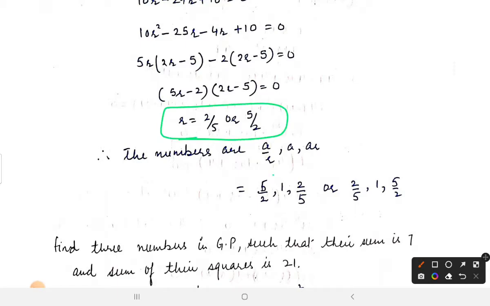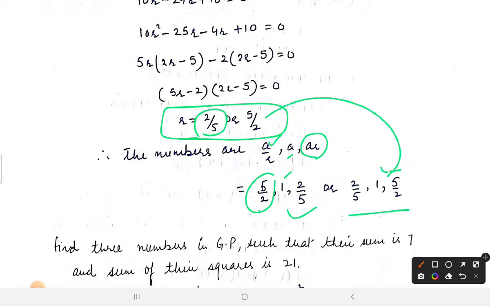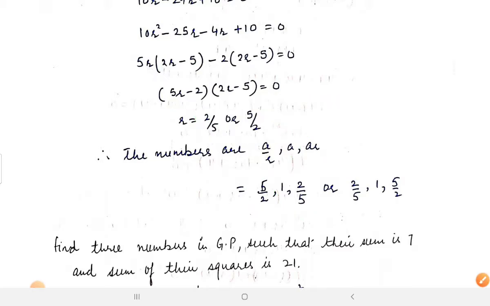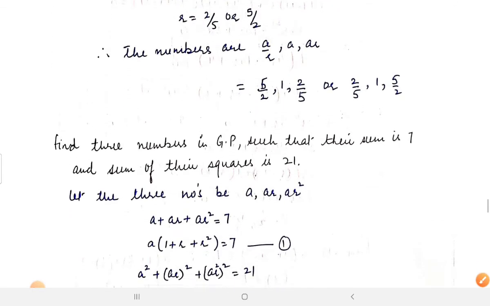So the numbers are, put the value of a as 1 and r as 2 by 5. So it is 5 by 2, a as 1 and ar is 2 by 5. When r is 5 by 2, the numbers are 2 by 5, 1 and 5 by 2. So these are the numbers.